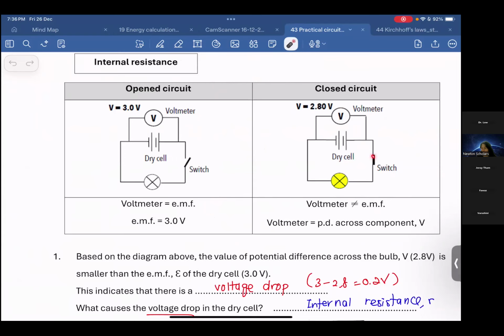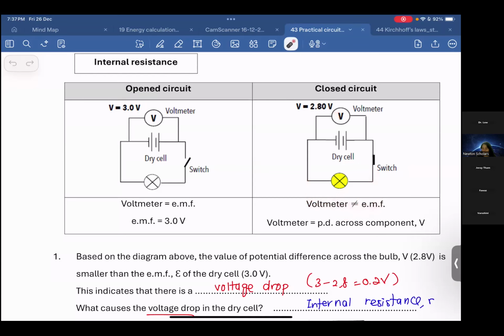But once we close the switch, current flows through the circuit, and we find that the voltmeter no longer reads 3.0 volts. So now the voltmeter is not measuring the EMF anymore. It is measuring the voltage across the external component, which is 2.80. If I redraw the circuit, you can see I can place the voltmeter in parallel with the bulb, the lamp. So this 2.80 is the potential difference across the external component.